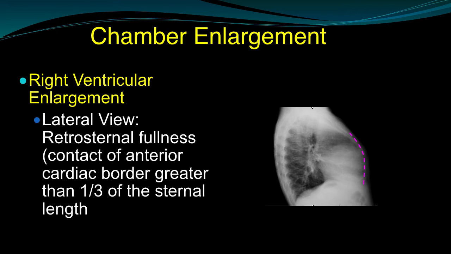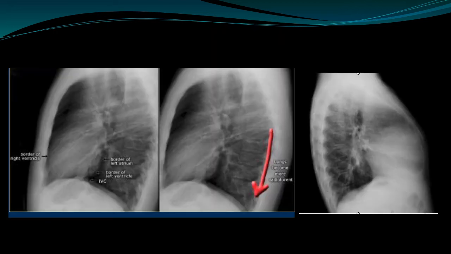Okay, now, this slide shows you on the extreme left a normal right ventricle on lateral view. But take note on the extreme right, there is what you call retrosternal fullness, wherein you don't see the retrosternal space, hence you have a right ventricular enlargement.